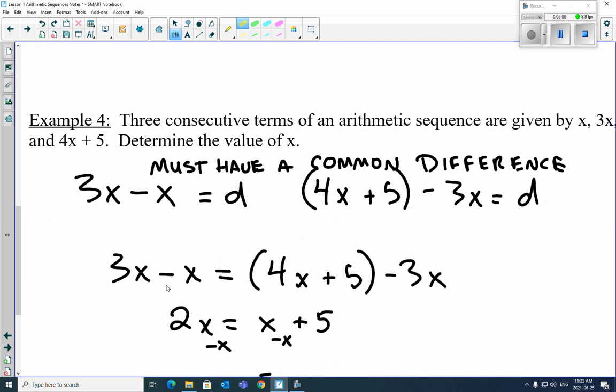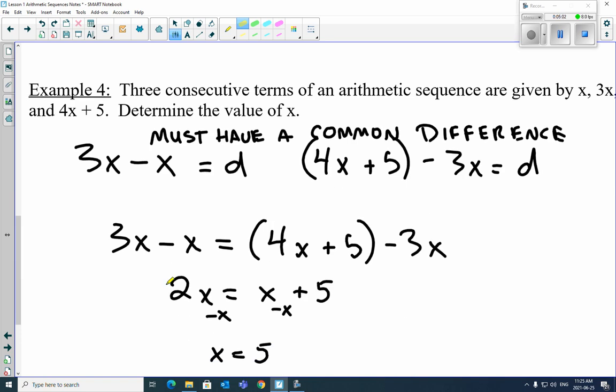Okay, example 4. 3 consecutive terms of an arithmetic sequence. Now here's a couple things. So consecutive means one after another, right? They are given by x, 3x, and 4x plus 5. Those are the terms. Now they don't have to be numbers, they can be variables and numbers. So first term is x, second term is 3x, third term is 4x plus 5. Determine the value of x.